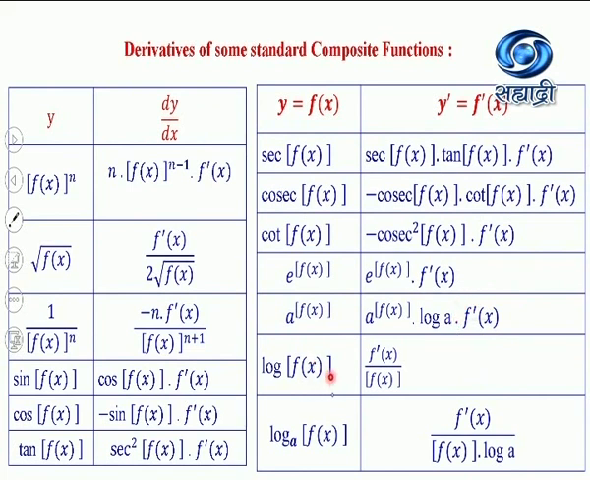Now derivative of log x is 1 upon x, so derivative of log of fx is equal to f dash x upon fx. And same thing is here. You may write this in this way, log of fx upon log a to the base e by using change of base formula, and then you write this answer. Now these are very important formulae. Here we write derivative of some standard composite functions. Now we are going to see examples on composite functions.